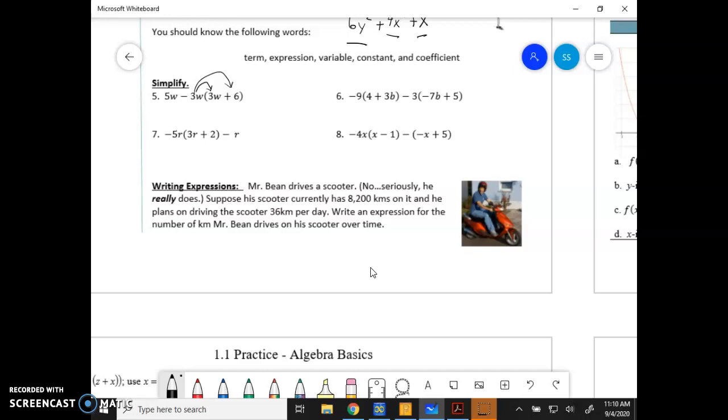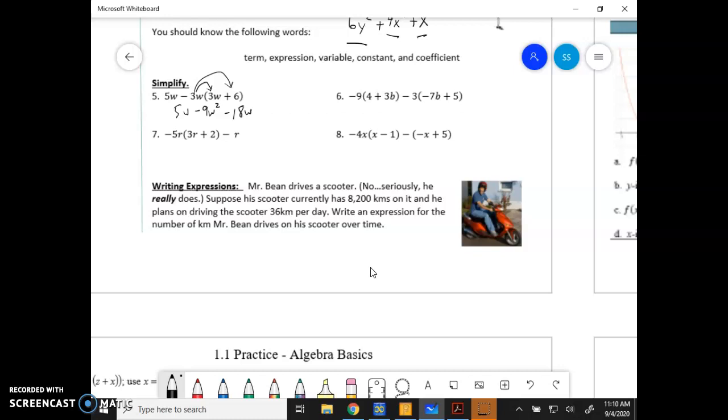Negative 3w times 3w is negative 9w squared, and then negative 3w times 6 is negative 18w. Okay, so don't forget to bring the w with you. A w times w is w squared, and if you just have a single w, just make sure you attach it. Don't forget to drop down this 5w, because you've just done a little bit of solving, so you need to kind of update the problem.